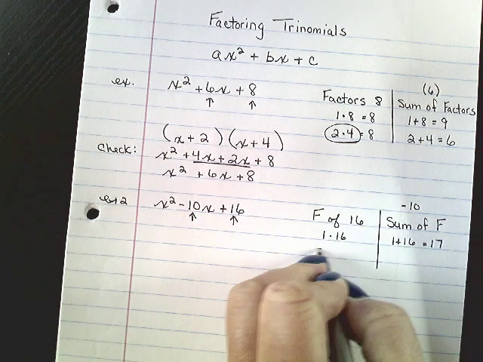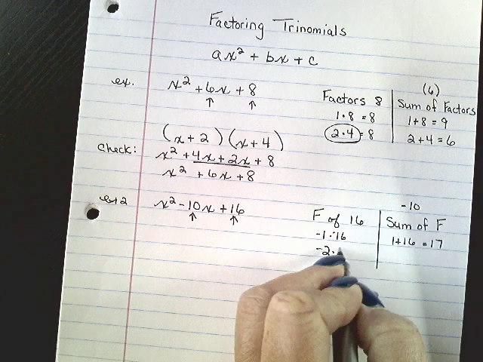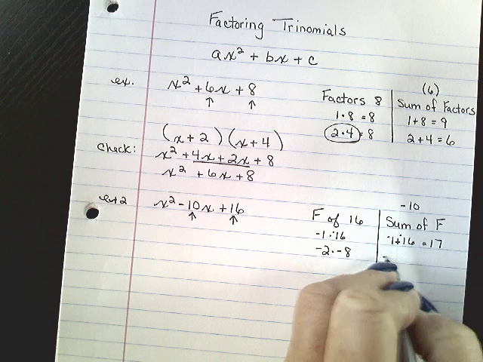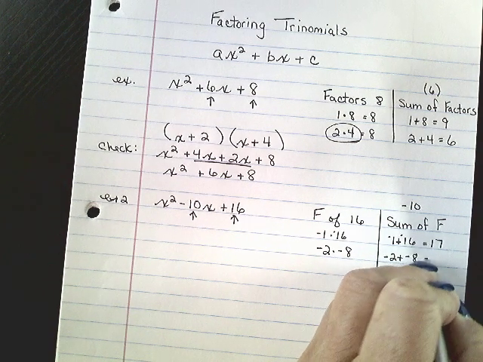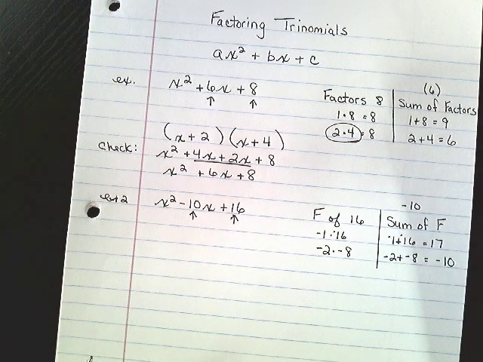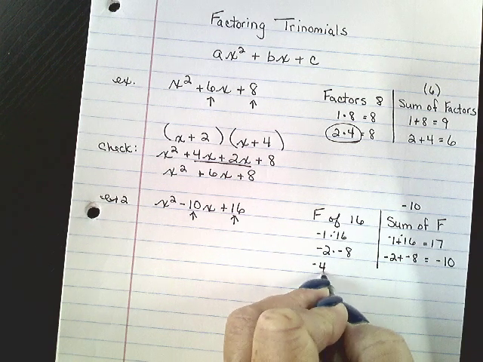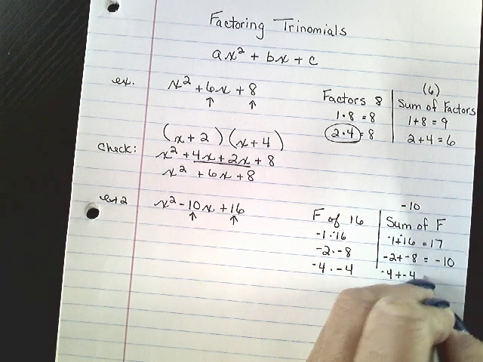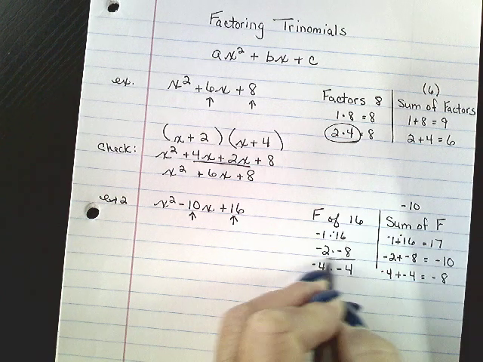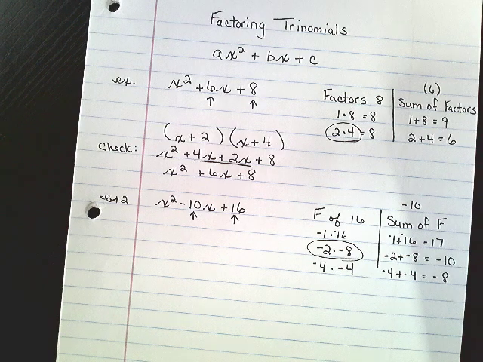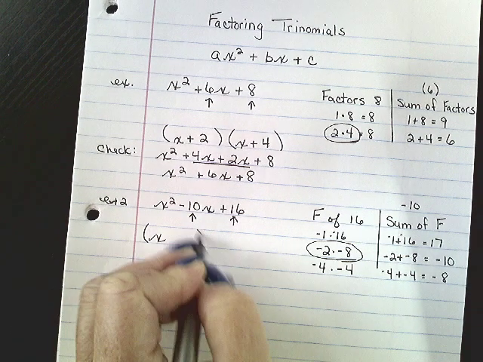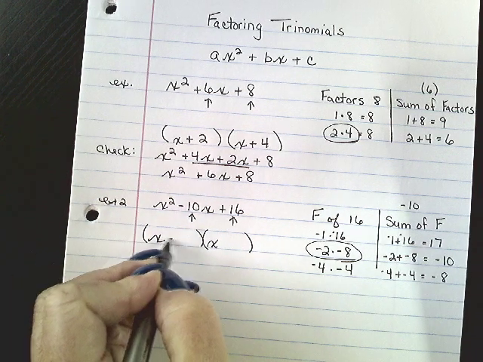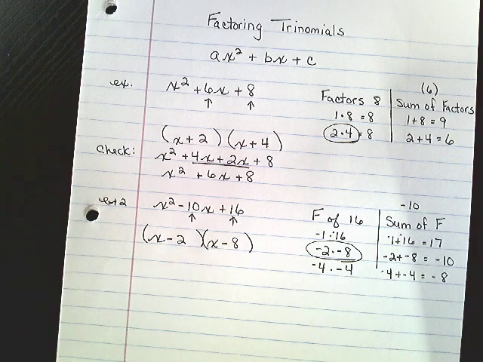What about negative 2 times negative 8? Negative 2 plus negative 8 is going to give me negative 10. Now 16, we could do negative 4 times negative 4. And negative 4 plus negative 4 is equal to negative 8. So our 2 factors have to be negative 2 and negative 8. So again, we set up our 2 factors with our x's because we have x squared. This one has to be negative 2. That one has to be negative 8.